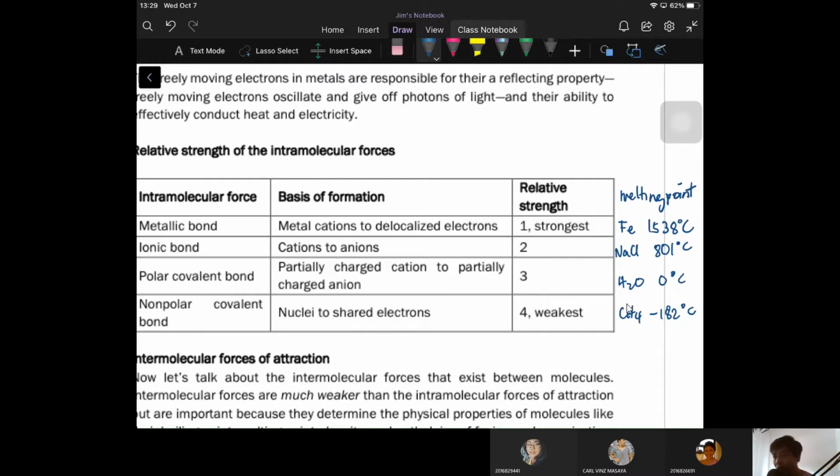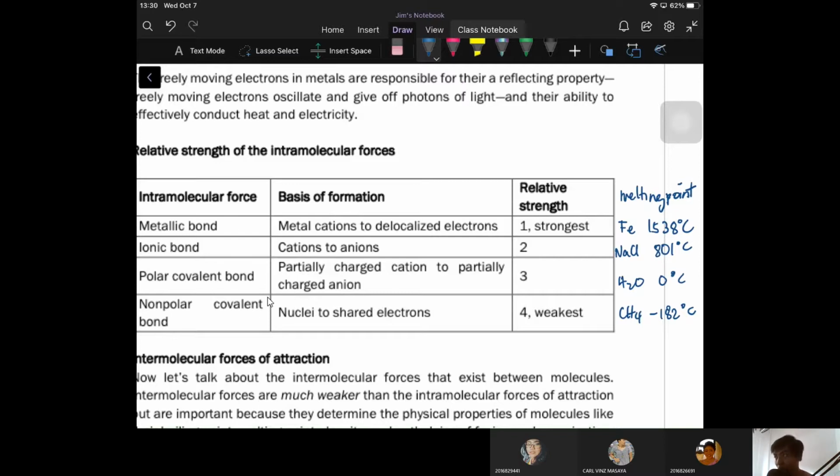Ang melting point ng water ay 0 degrees Celsius. And lastly, ang methane, which is nonpolar covalent, ang kanyang melting point ay negative 182 degrees Celsius. So yan yung ranking ng ating strength of intramolecular force on the basis of melting point. The higher the melting point, the stronger the intramolecular force of attraction.